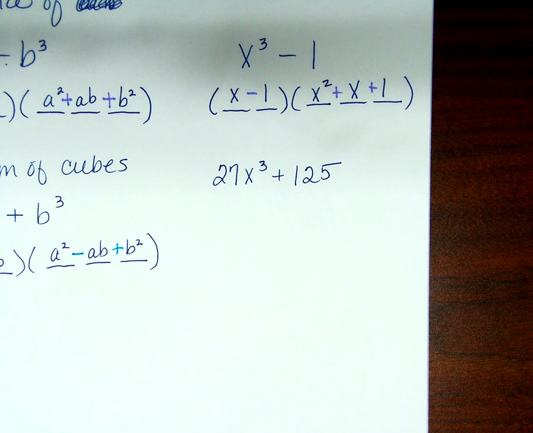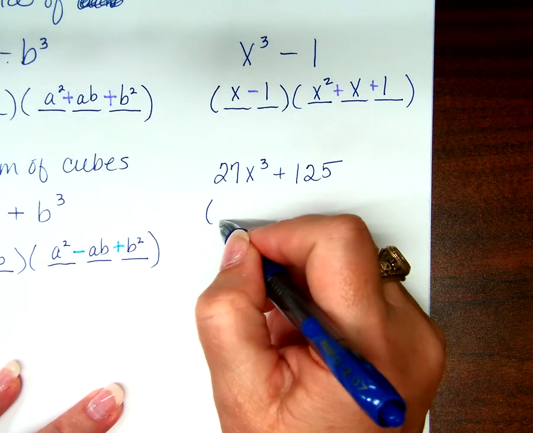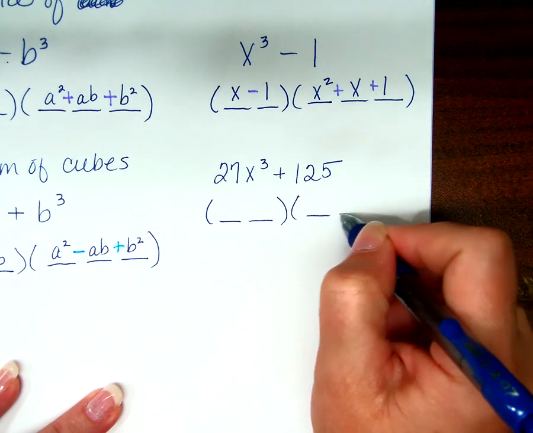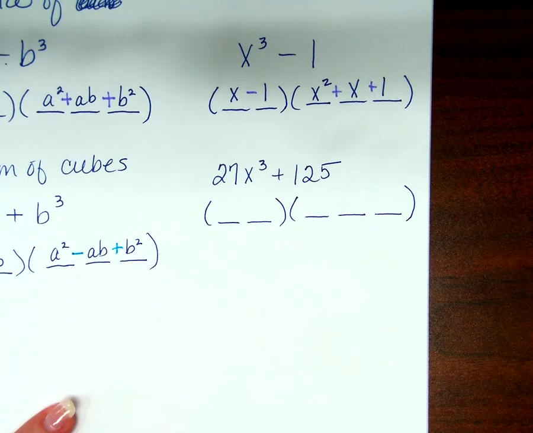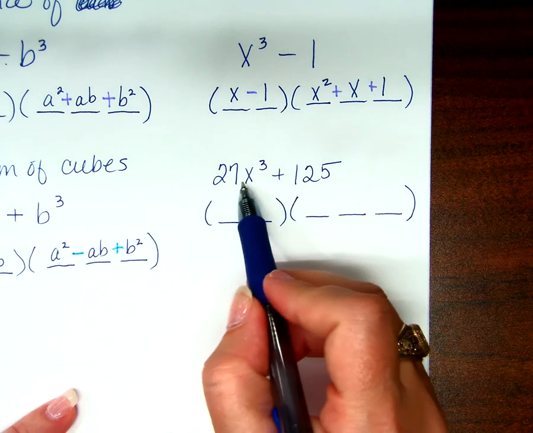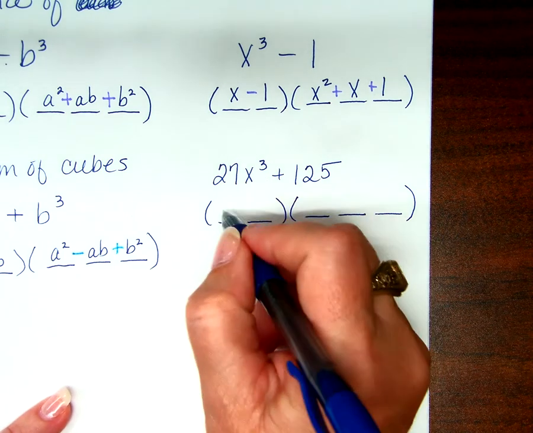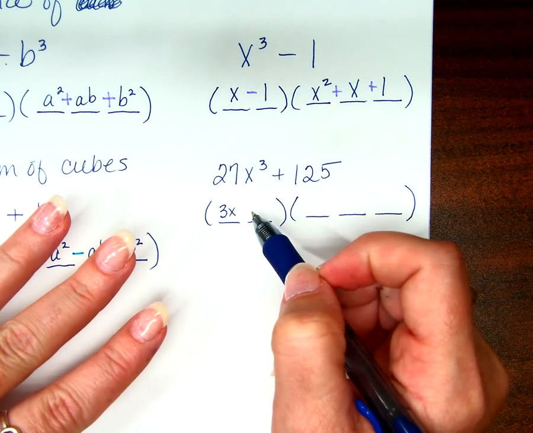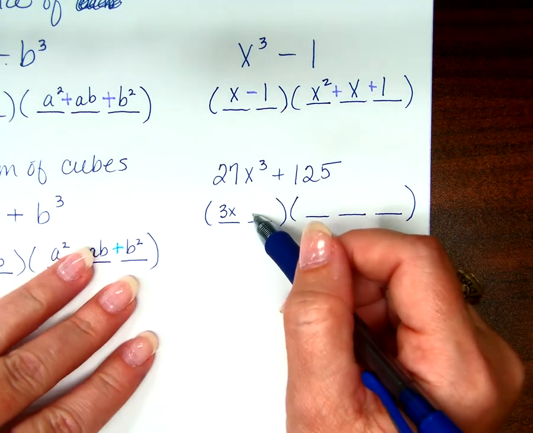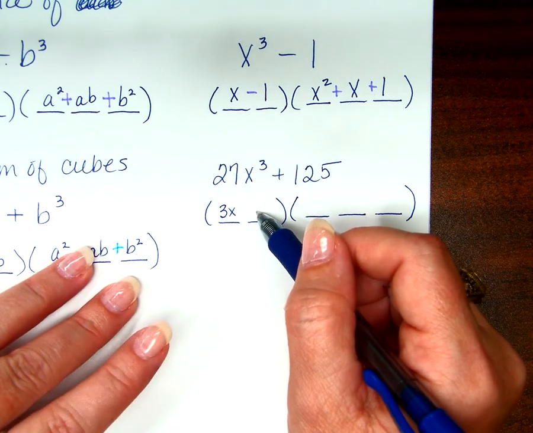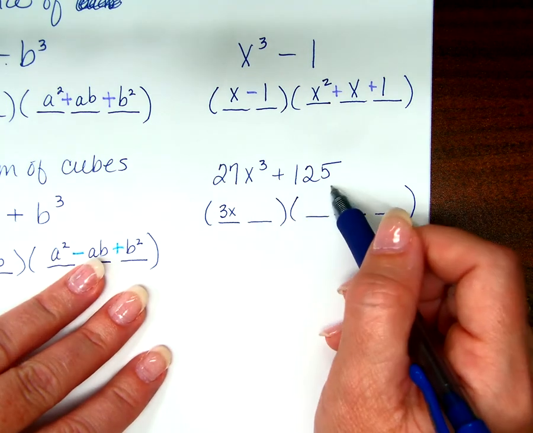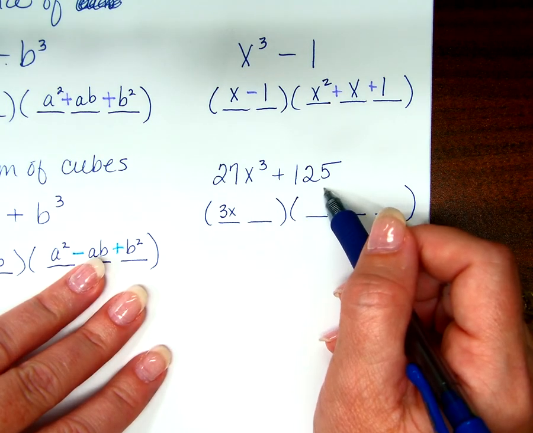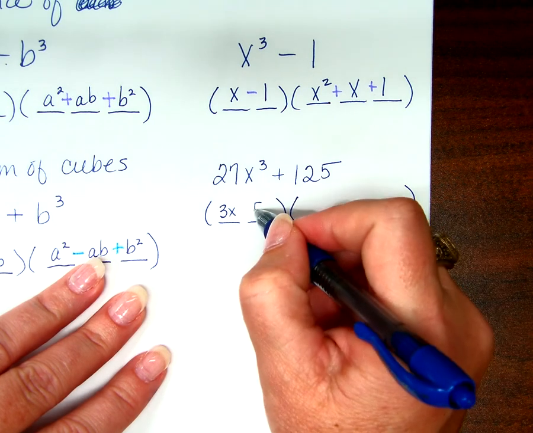27x cubed plus 125. Binomial, trinomial. What goes in the binomial? What's the cube root of the first term? 3x. Because 3 times 3 times 3 is 27, right? Okay. What goes in the second term of the binomial? What times what times what equals 125? 5. It's just 5. Okay.